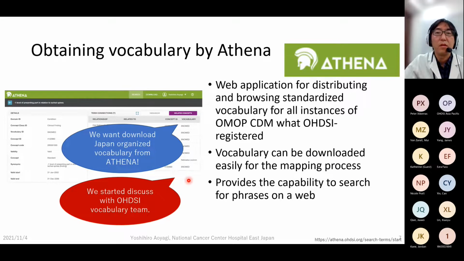This is a website for distributing and browsing standardized vocabulary, Athena. You can download vocabulary for the mapping process easily. It helps you search for a phrase on the web. Before actually mapping the data, we need to map the Japanese standard vocabulary to the OHDSI standard. So we would like to start by registering the Japanese standard vocabulary to the OHDSI Athena registry.